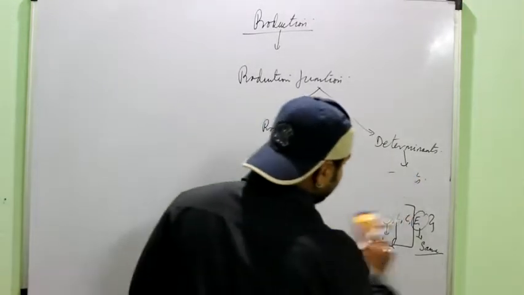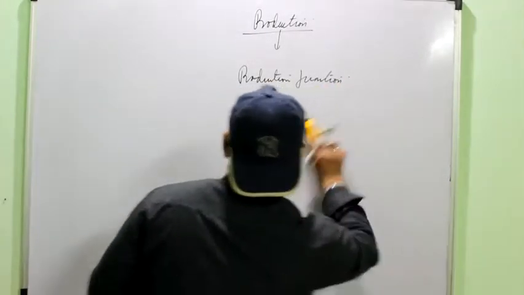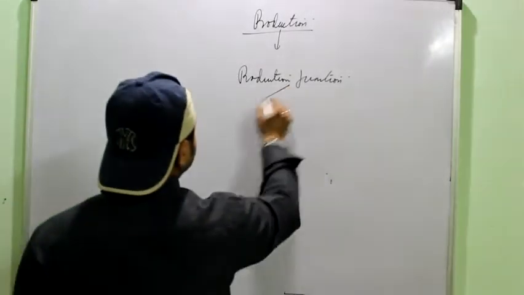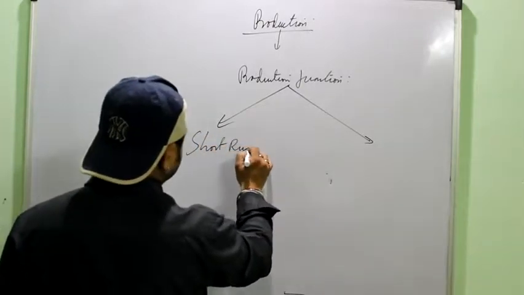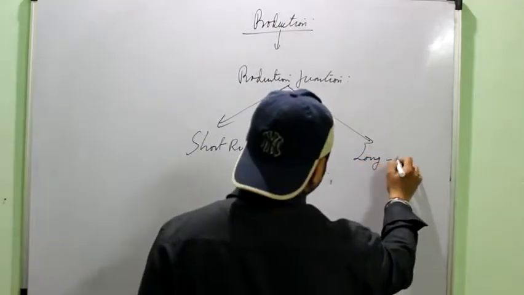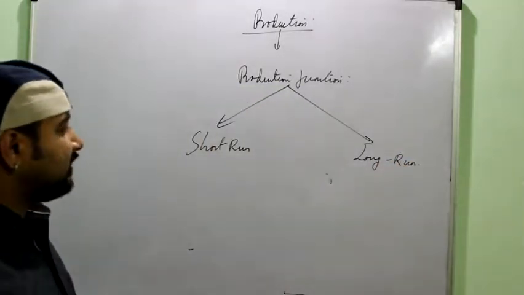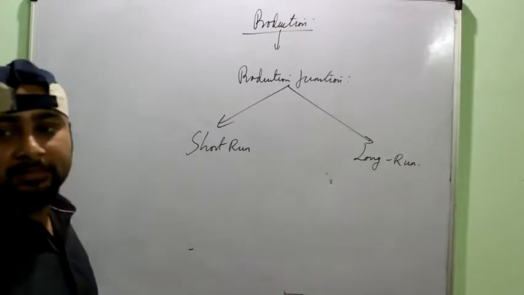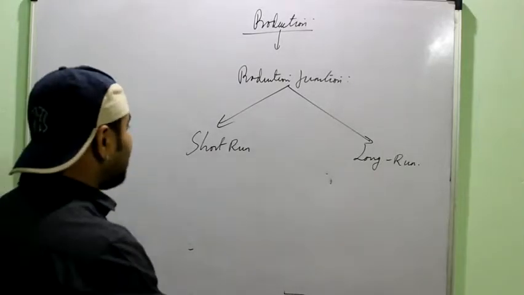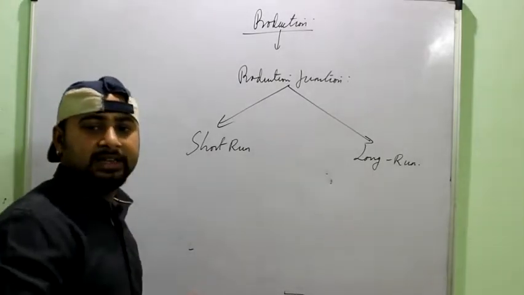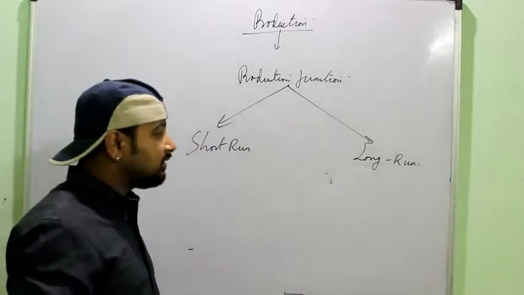Now we have to understand that this production function can be studied in two runs, short run and long run. See, short run is a shorter period of time, maybe say 5 years, 10 years, short run. Long run is a longer period of time, right? Maybe say 20 years. But here mathematically we consider 1 year as short run and more than 1 year is long run, right? Or 5 years is long run.